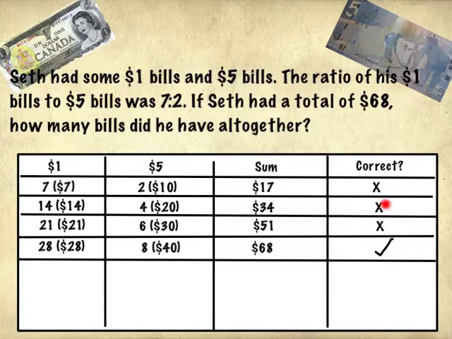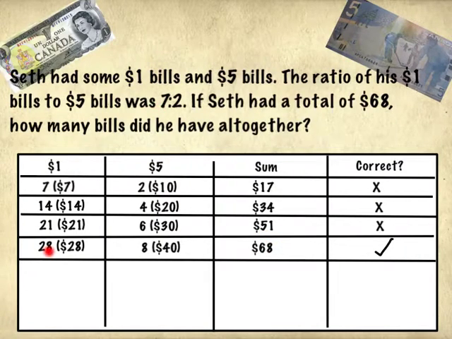So I've just continued here to keep with the same ratio. 7 to 2, we tried 7 to 2 and it didn't work. So 2 times 7 is 14 and 2 times 2 is 4. That would be $14 and $20, 34, not enough. 7 times 3 is 21, 3 times 2 is 6, so that would give me $21 and $30 for a total of 51, not enough.